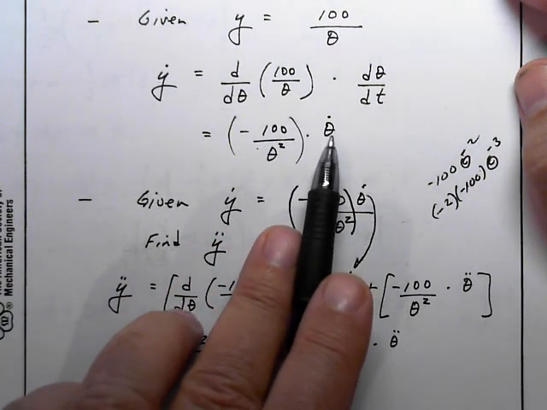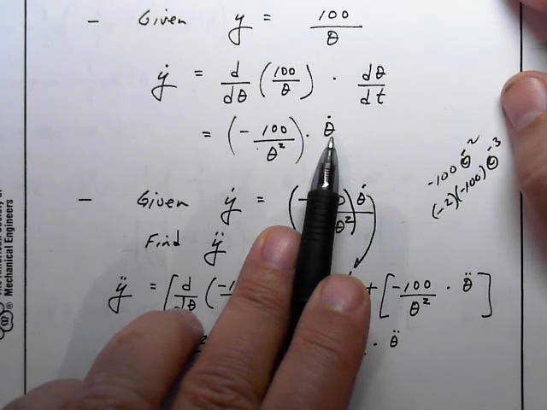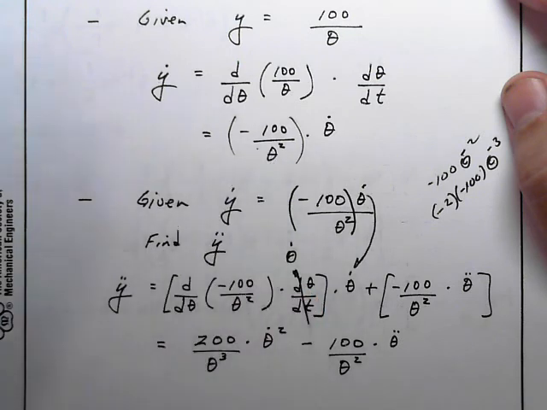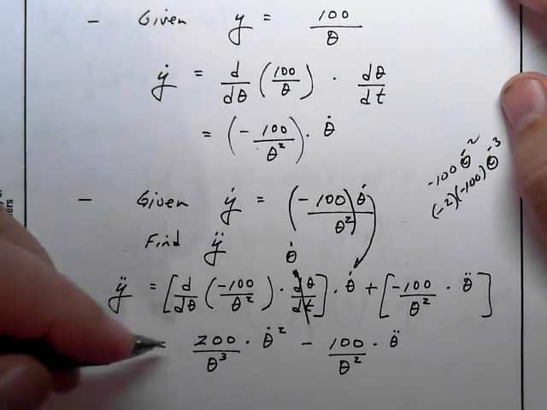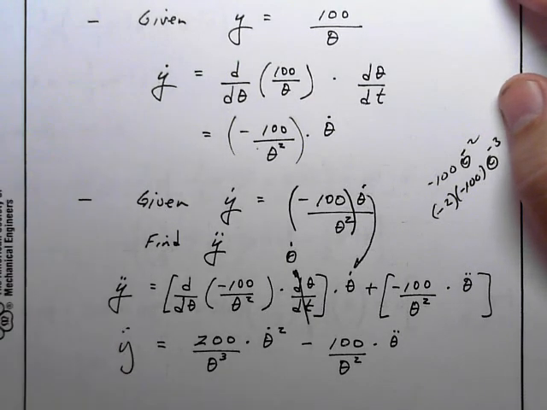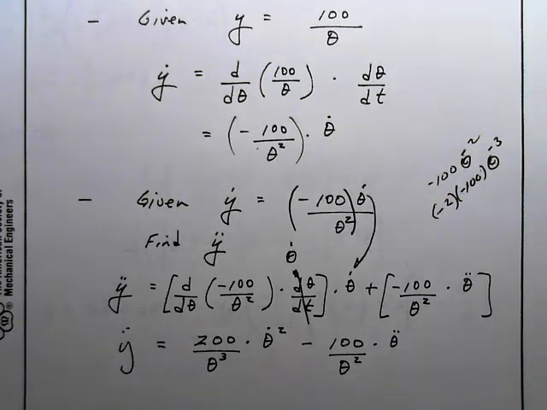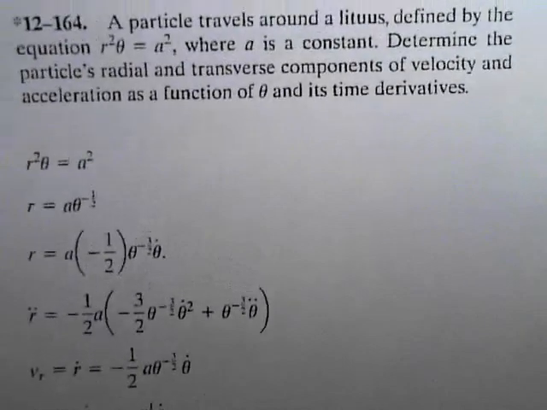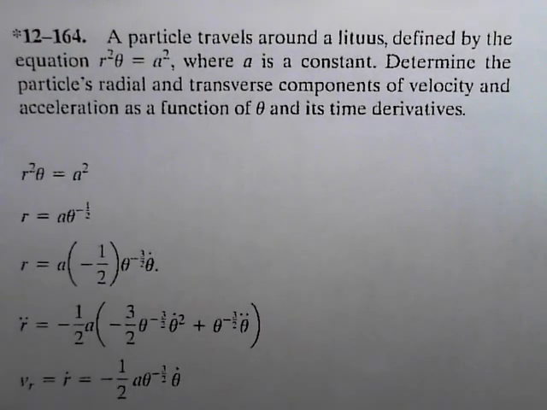Now I'm going to take the derivative of that piece, which is very easy. That just becomes theta double dot times the minus 100 over theta squared. These two terms give us y double dot. Okay, so we've taken two derivatives of a function of theta. Let's look at a problem out of the textbook that then puts that to work.